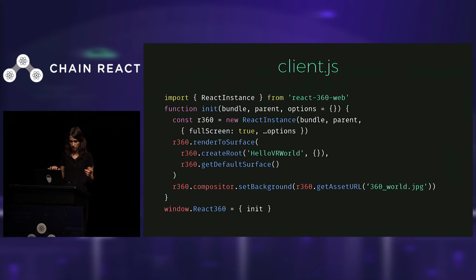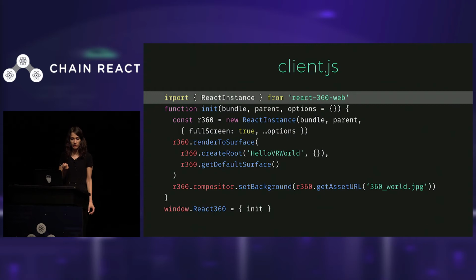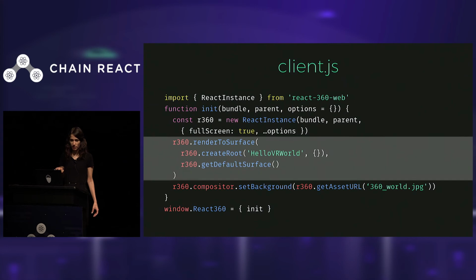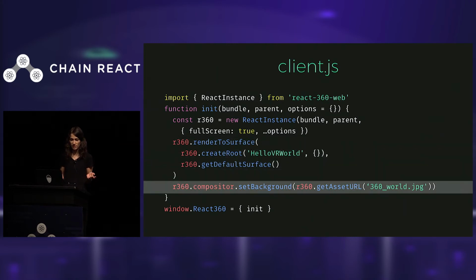This is the code that gets scaffolded by the CLI in the client.js. First, we are importing React instance from React 360 Web before defining and executing the init function. Within the init function, we create a new React instance with some options. Then with renderToSurface, we actually render what is defined in the index.js into the 3D scene. A surface is, by default, a cylindrical layer on which you can draw a 2D user interface. And the last thing that happens here is setting a panoramic background image.